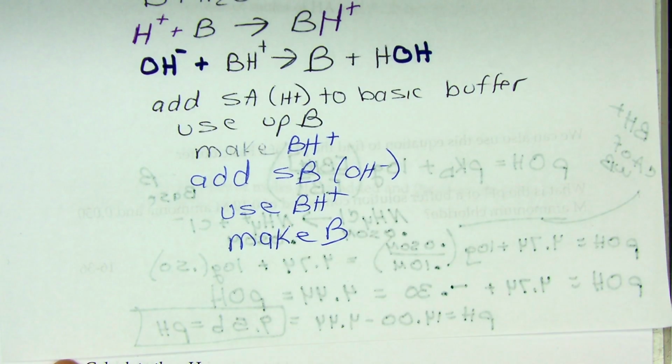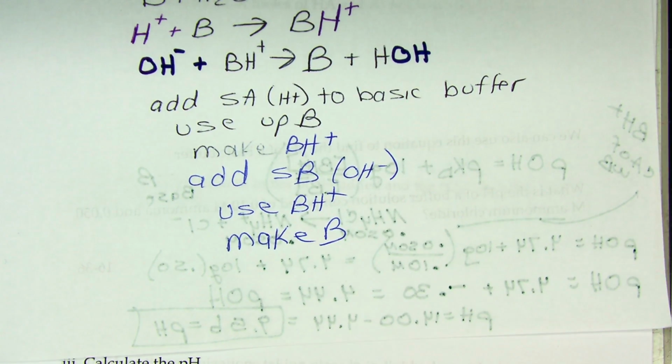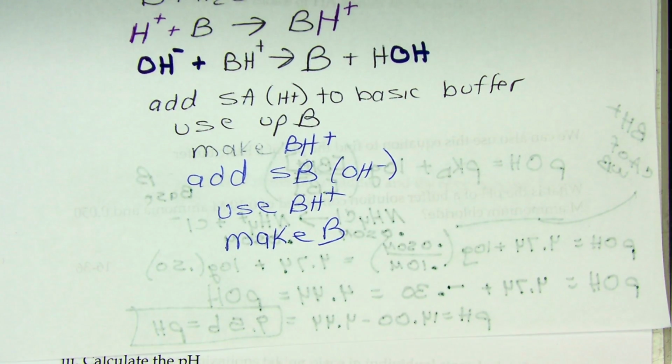So that gives you an idea how a buffer works. If I dump in a strong acid, it reacts with the conjugate base that's in the buffer. If I dump in a strong base, it reacts with the conjugate acid that's in the buffer. It doesn't matter if it's an acid buffer or a basic buffer. You get the same thing, it's just that we've named these species different things.